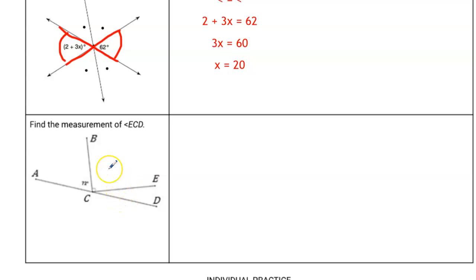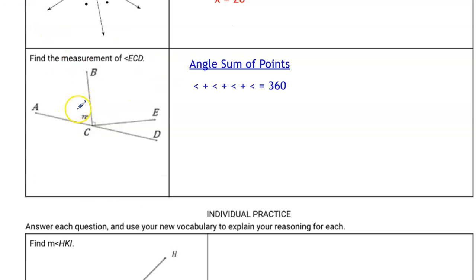So we could use a couple of different methods for this, but let's try to use the angle sum of points. So I'm able to say that this angle, this angle, this angle, and yes, even this angle over here are all emanating from this same vertex. They all share that same vertex. And all of these angles, 1, 2, 3, 4, they're going to add up to 360 according to the angle sum of points. So let's take a look at what that looks like in the equation.